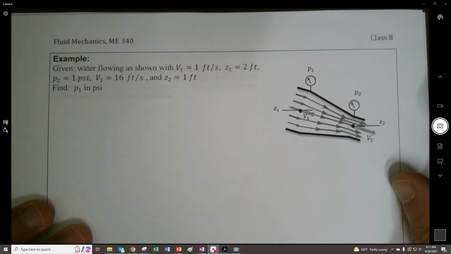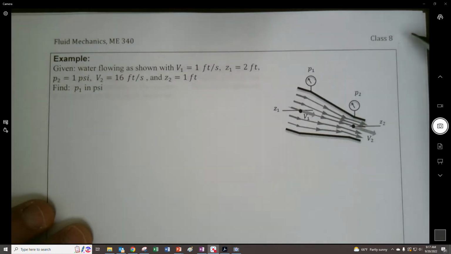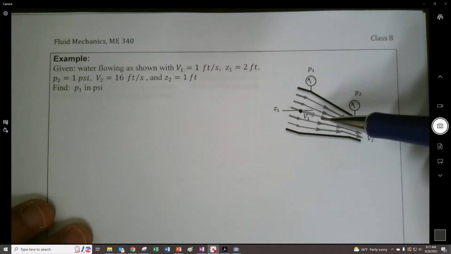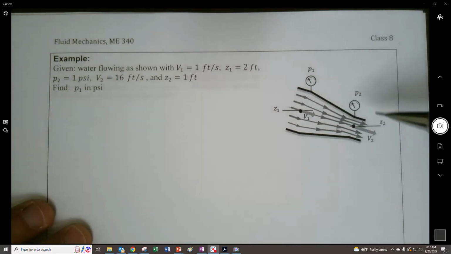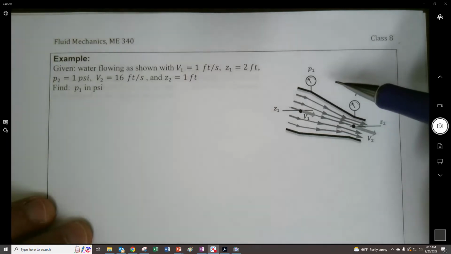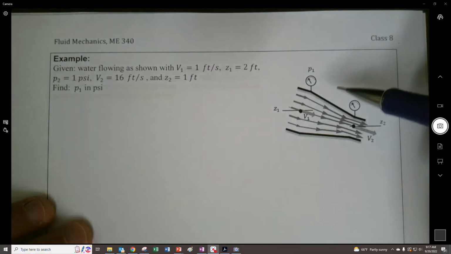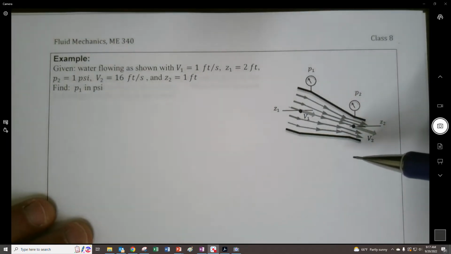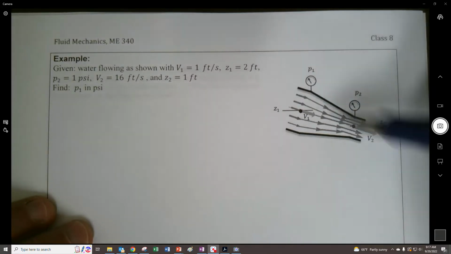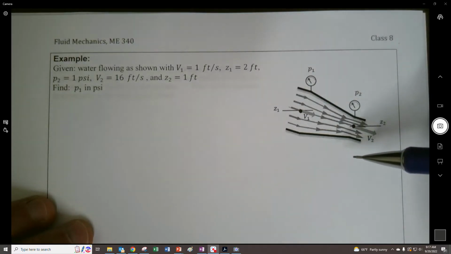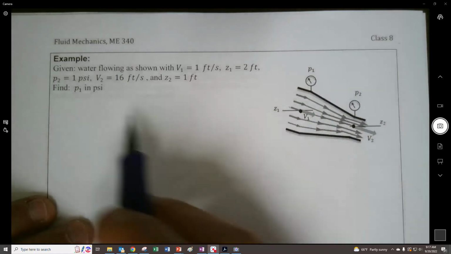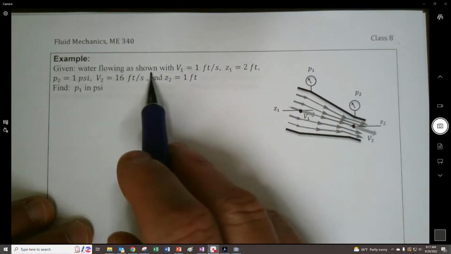Okay, so here we're continuing on with class 8, and we're going to do another example problem. This is video 3, and the previous example that we did used SI units. We're really just using British gravitational, and maybe I made a little figure here so we can kind of see the thing we're doing. So we have water this time, and it's flowing as shown.